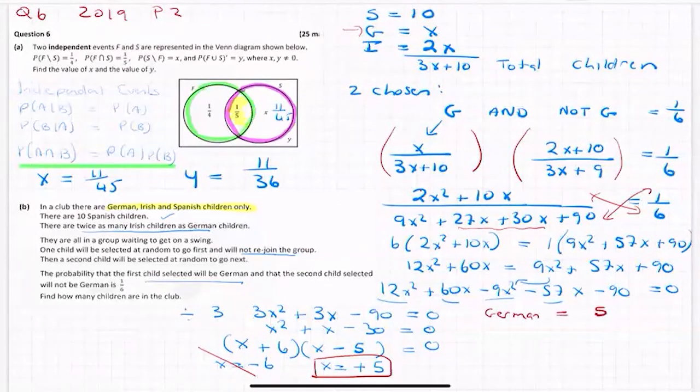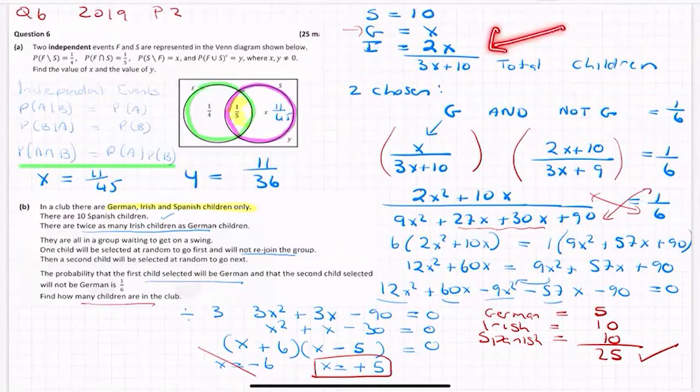We have 5. Irish, we have 2x, which is 5 2s are 10. And of course, we know that we had 10 Spanish, 10, 20, 25. So the question asked, how many children are in the club? 25 children. Okay, so quite difficult to set this one up.